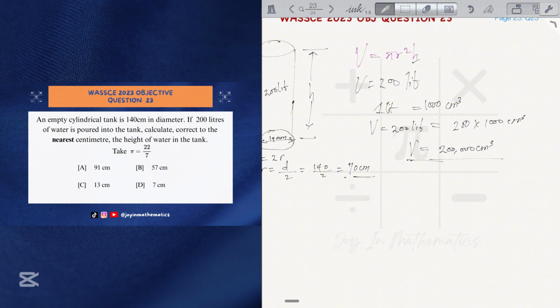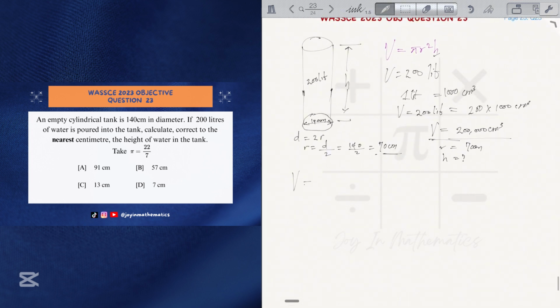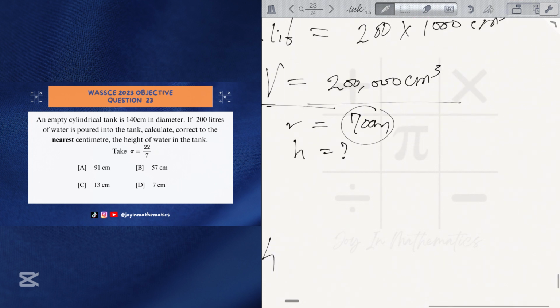Now we have the volume to be 200,000 centimeter cube. We have the radius to be 70 centimeters and we are looking for the height. So let's just apply the formula. V is equal to pi r squared h. The volume is 200,000, and pi is 22/7. The radius is 70 centimeters, so we have 70 squared, and we're looking for the height h. Let's rewrite this.